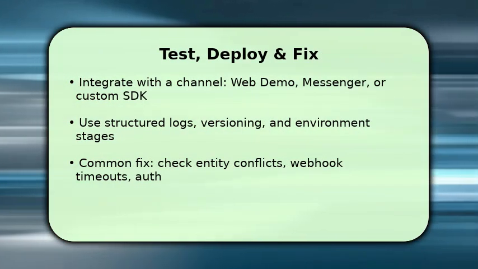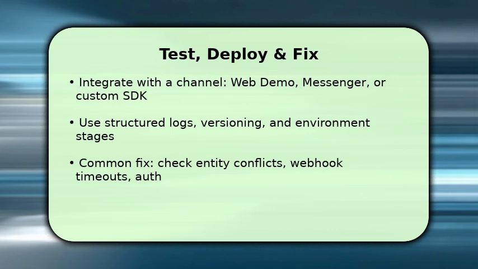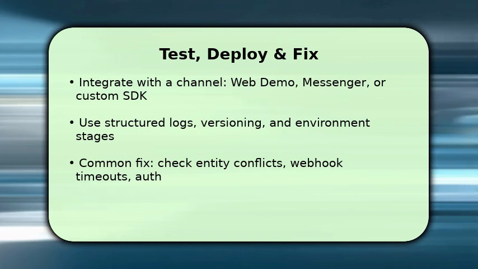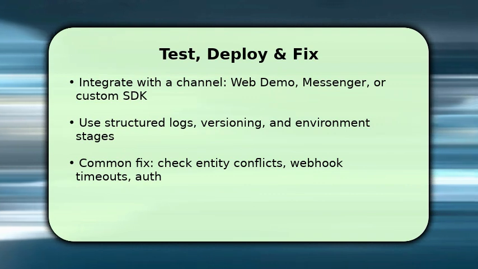Deploy a version or snapshot and set up environments like staging and prod so changes are safe. Monitor logs and metrics. Use structured logging and version control to roll back if needed. If things break, first verify webhook auth and timeouts, then inspect entity conflicts and intent overlap. Those fixes resolve most classification and fulfillment issues.